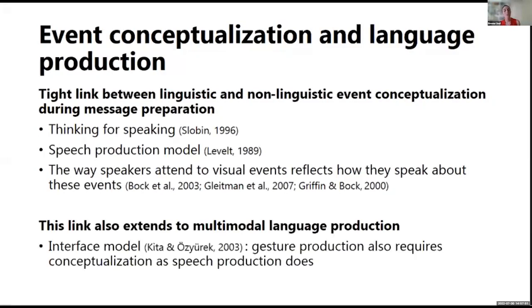But as I mentioned, language is a multimodal phenomenon, and the interface model extends these views to the case of multimodal language production. So in this view, gesture production also requires similar kinds of conceptualization as speech production does. And a hypothesis that emerges from this view is that gesture production should also show similar links to event apprehension as speech production does. So our goal here is to rely on eye gaze behavior to test this proposal.